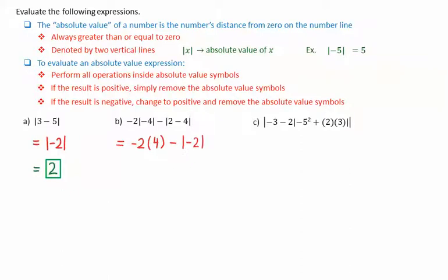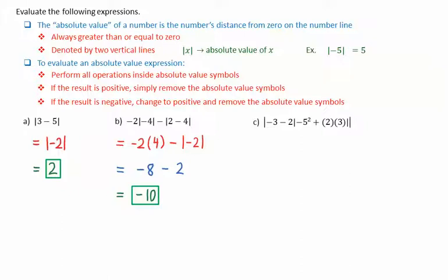So we subtract the absolute value of -2. We can then multiply the -2 times 4 to give us -8, and we'll change the absolute value of -2 to 2, giving us -2. We then have -8 minus 2 to give us -10.